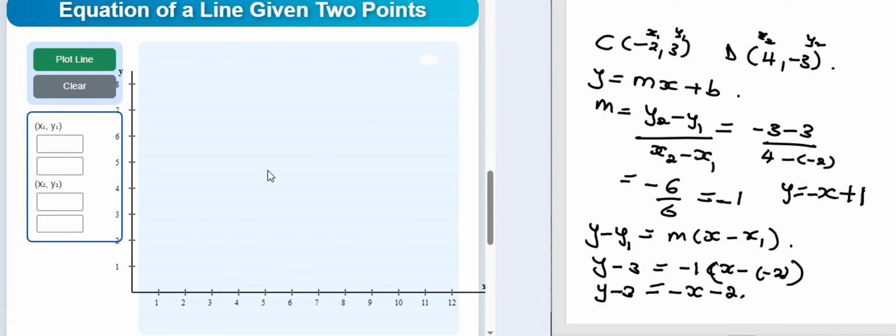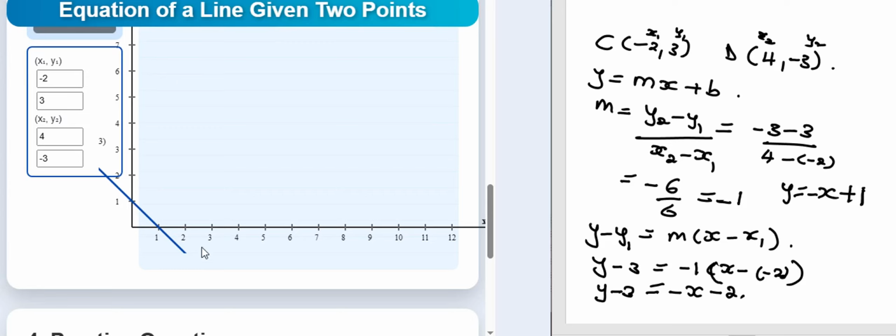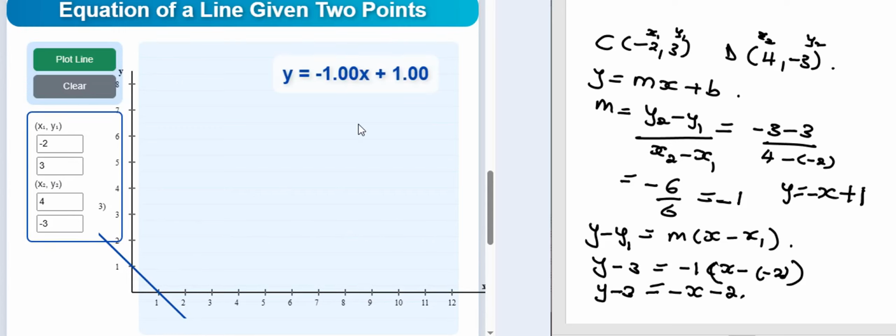Can we try to enter the values of this equation here? I will see if we get the same results. So it was negative 2 for x1 and 3 for y1, then 4 for x2 and negative 3 for y2. Then once we plot the line, we can see the line is here, and the equation is y is equal to negative 1x plus 1.